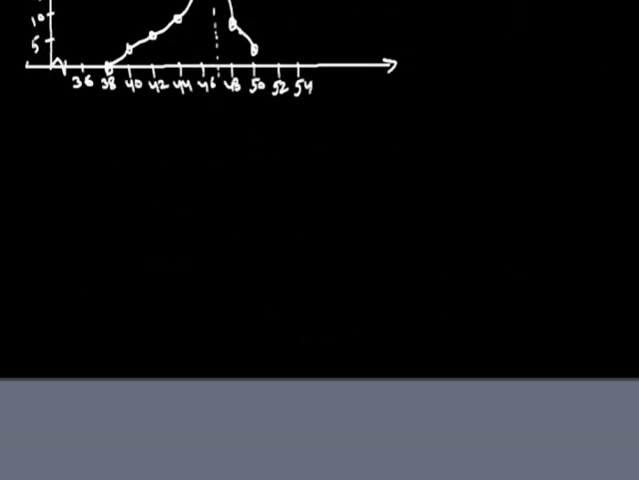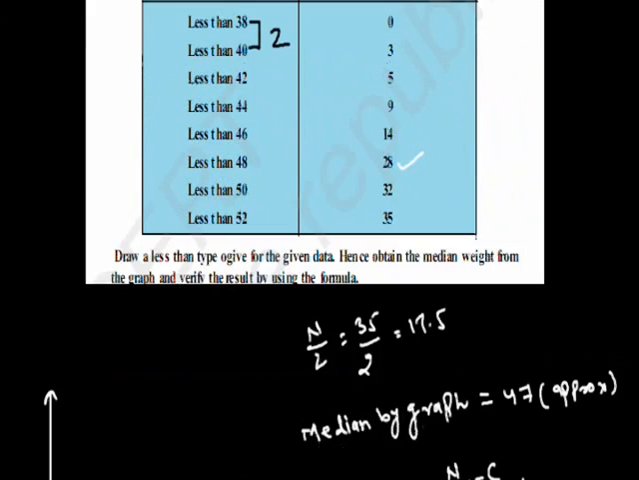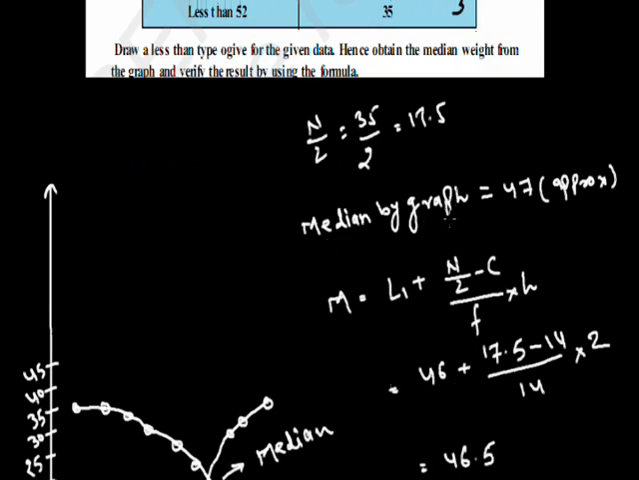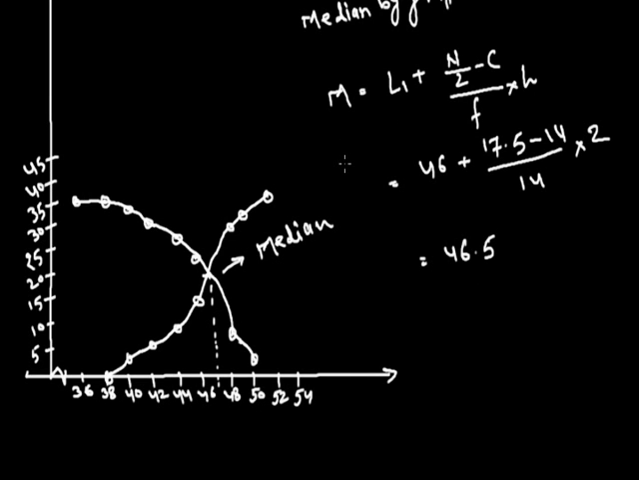So now we can also convert into the frequency. The first frequency is 0, then the differences are 3, 2, 4, 5, 14, 4, 3. So now this is the frequency. We can also convert into the more than type. The sum of f is 35, so n by 2 is 35 by 2, which is 17.5.